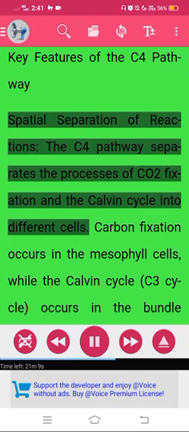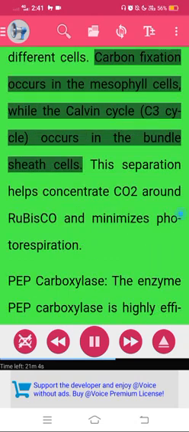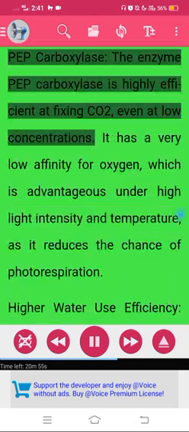Key features of the C4 pathway. Spatial separation of reactions. The C4 pathway separates the processes of CO2 fixation and the Calvin cycle into different cells. Carbon fixation occurs in the mesophyll cells, while the Calvin cycle (C3 cycle) occurs in the bundle sheath cells. This separation helps concentrate CO2 around Rubisco and minimizes photorespiration.